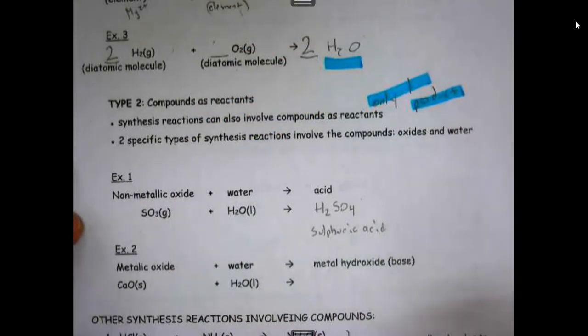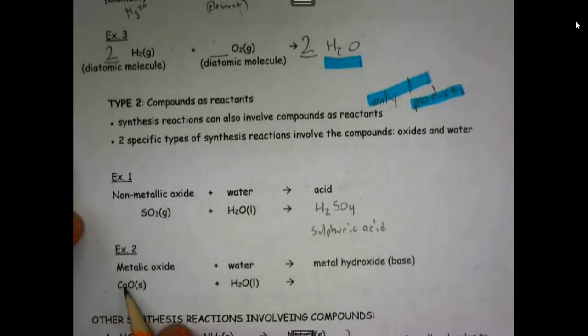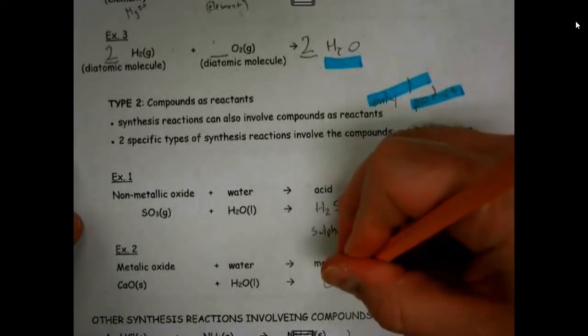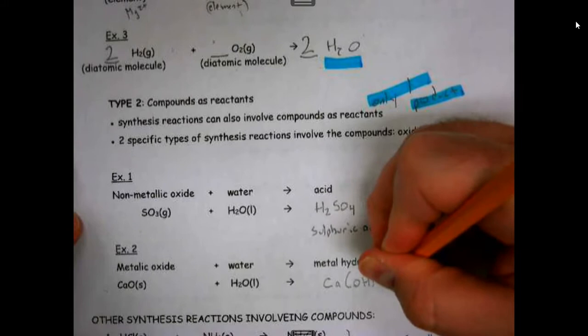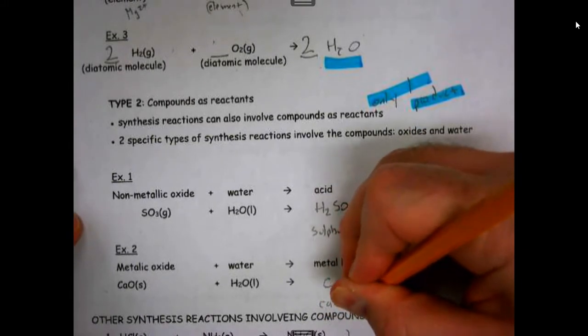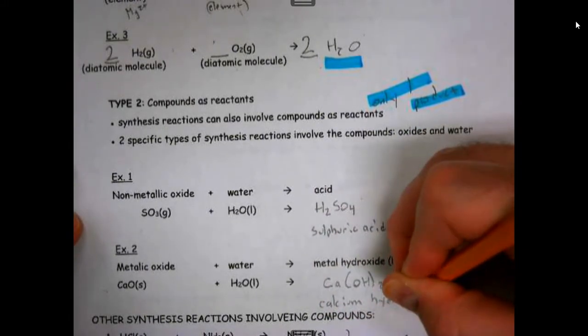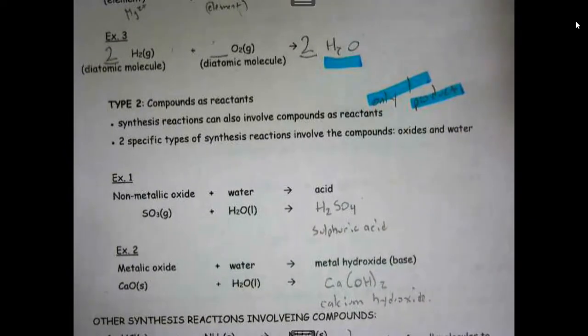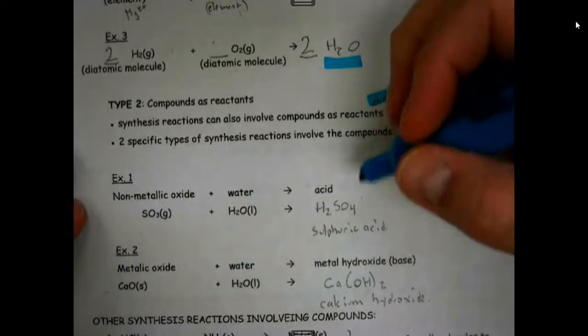Now, the other type of example is that you can have a metal oxide plus water, and then this one forms a base. Okay, so in this case here, bases have to have hydroxide. So these combined, and you end up with CaOH2, which is calcium hydroxide. And this is part of a sequence of events that lead to making acids and bases.